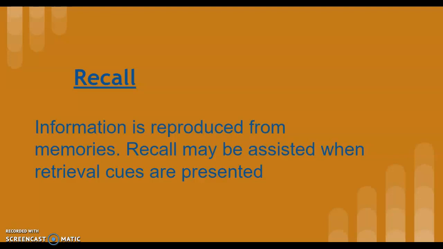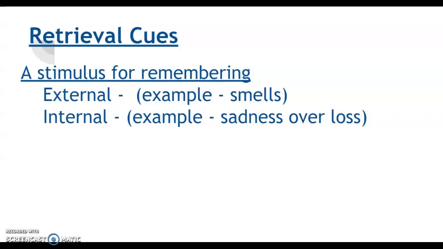Basically, if I asked you a question on a test, but I didn't give you multiple choice answers, like a short answer or a fill in the blank, I would be asking you to recall that information without giving you any retrieval cues at all. But it can be assisted with retrieval cues. So let's talk about retrieval cues.